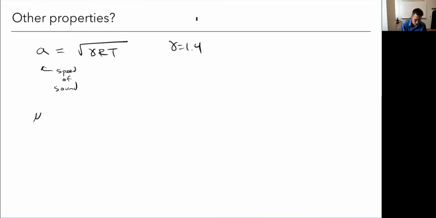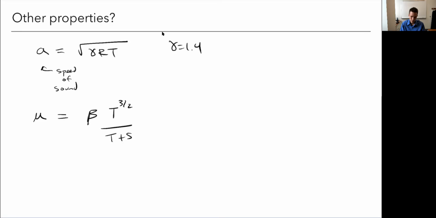Another one we might use is viscosity. And this is often computed by Sutherland's law. I'll write it this way. It's beta times T to the 3/2 over T plus S. This is a simplified version here. You can look in the book for a little more detail here, but beta and S are just constants.